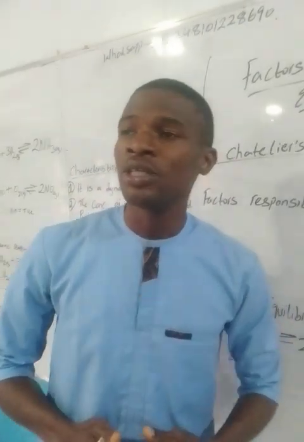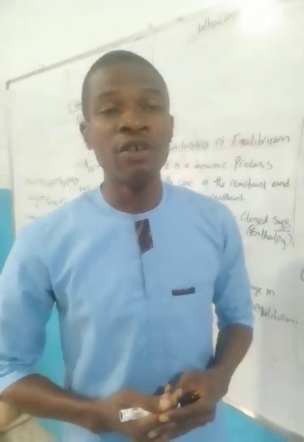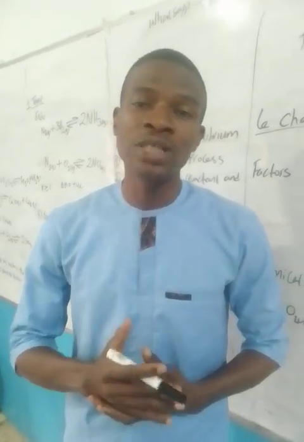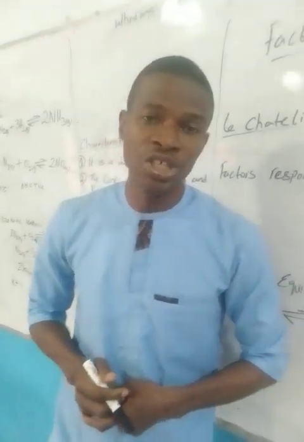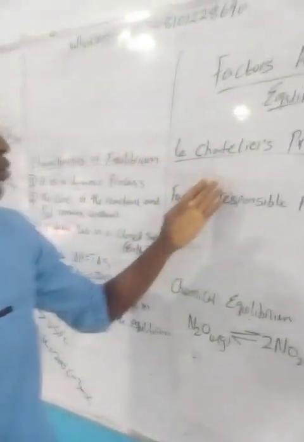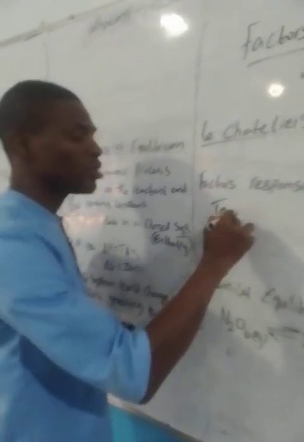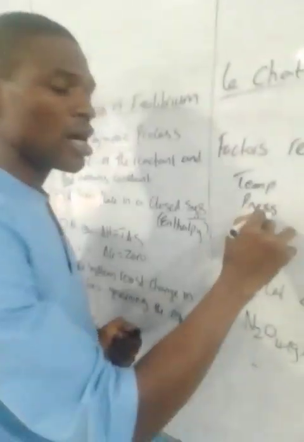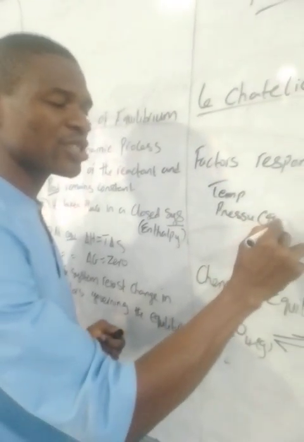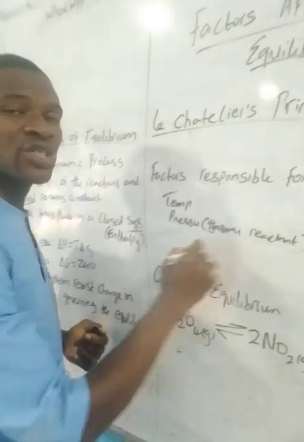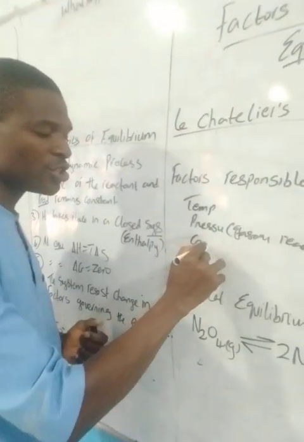Le Chatelier's principle states that when a system is in equilibrium and any of the factors responsible for equilibrium is altered, the system will shift to counteract the effect of that change. So what are the factors affecting chemical equilibrium? We have temperature, pressure (for gaseous reactants, which means the reactants should be gas), and concentration. Those are the three factors that affect chemical equilibrium.